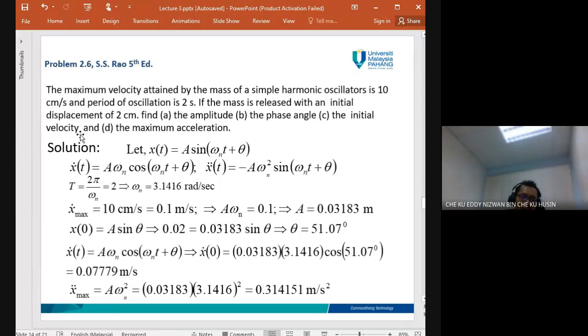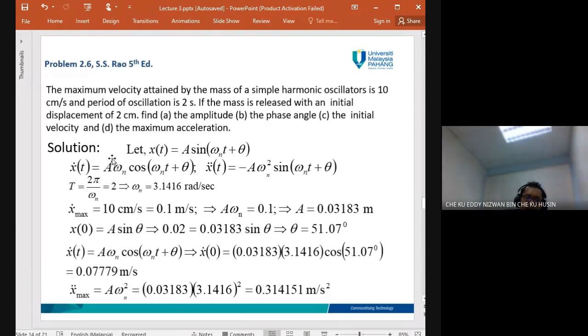Okay, another example. The maximum velocity attained by the mass of a simple harmonic oscillator is 10 cm per second. The period of oscillation is 2 seconds. The mass is released with an initial displacement of 2 cm. Determine the amplitude, the phase angle, the initial velocity, and the initial acceleration. This one just tests how to manipulate the parameters to get all the values.